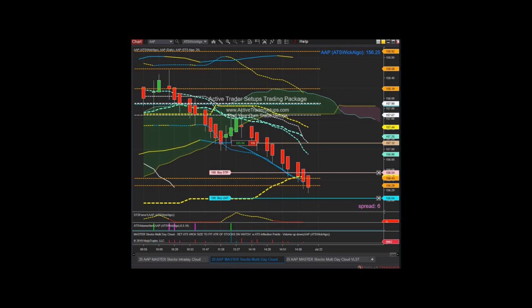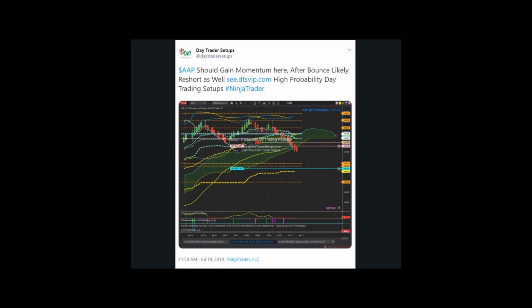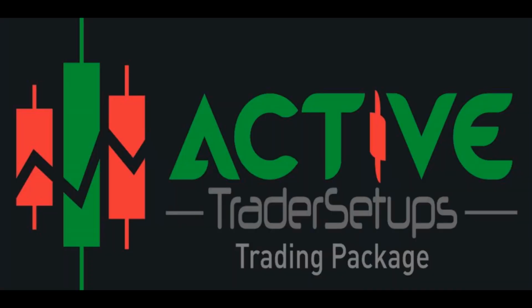This trade started out an hour and 45 minutes before entry, with this Twitter post stating we were short, and after a bounce we were likely to reshort this again.